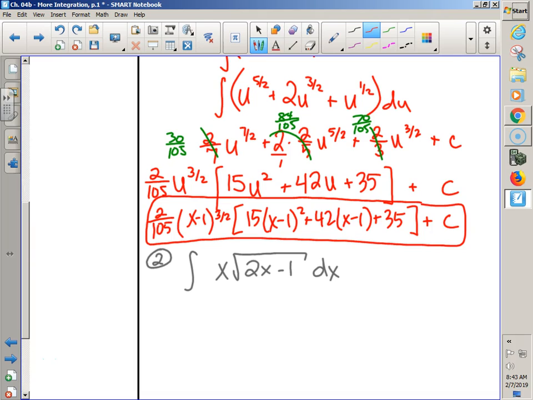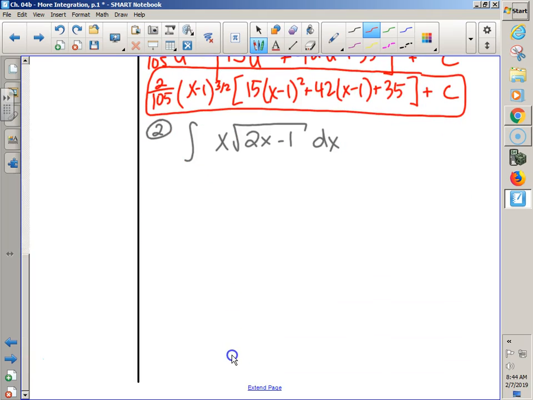But if it didn't look like that, they could have gotten common denominators, pulled out the 105, pulled out u to the 3 halves, and gotten this nice little polynomial that you could actually simplify if you wanted to pretty quickly. Warning, warning, warning, make it match. We know it's a thing, right?